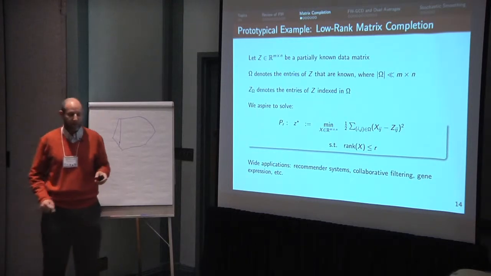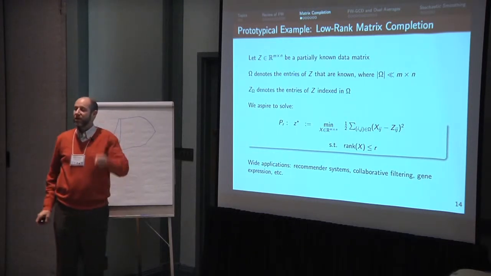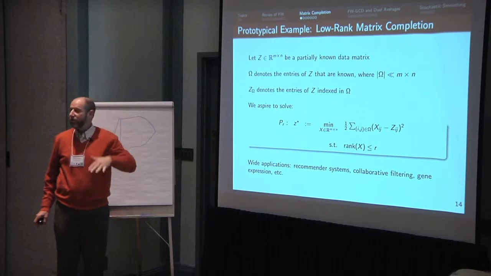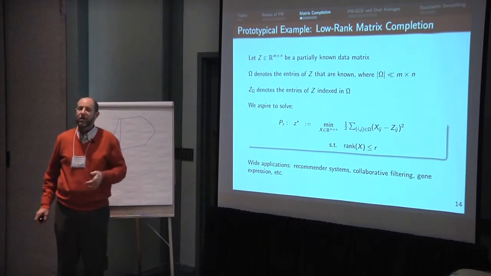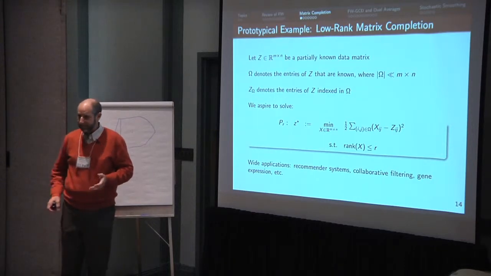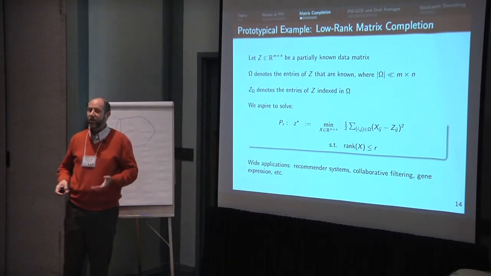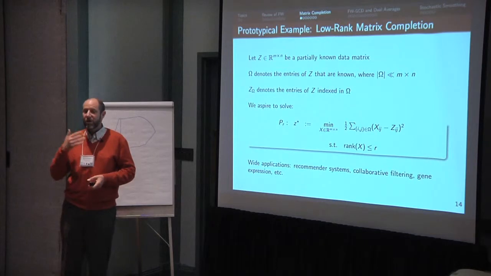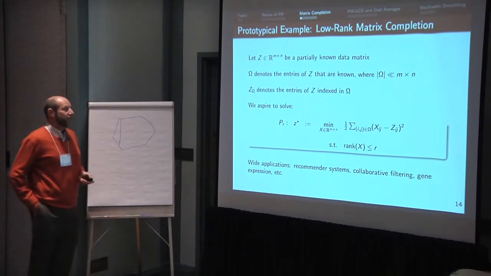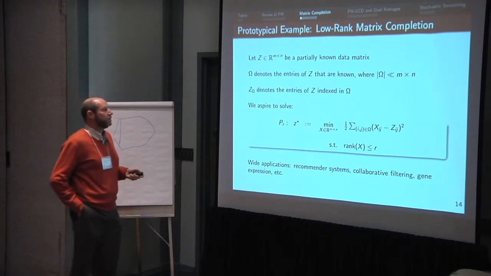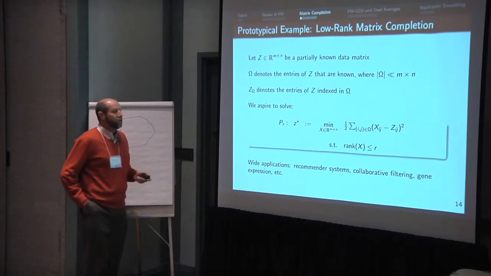I think of this as I have a giant matrix of Netflix users and movies, and I know people's preferences for the movies they've seen, okay? But I don't know their preferences for the movies that they've not seen or not bought via Netflix, okay? Let Z omega denote the entries of Z indexed in the known category. And then here's the problem.